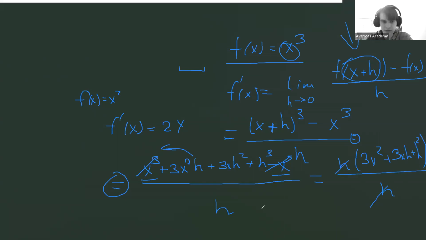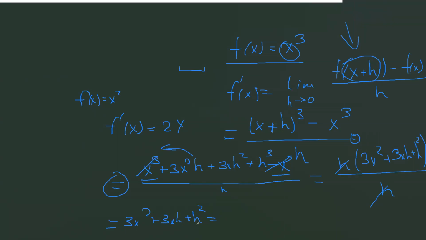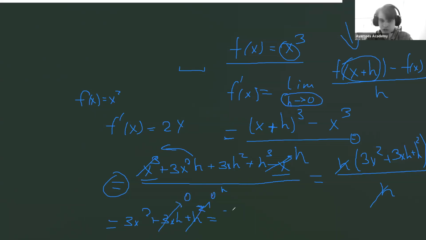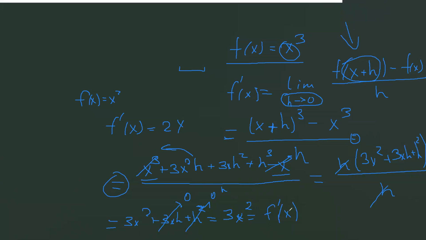And if we simplify it, the next step would be 3x squared plus 3xh plus h squared. Here we're implementing the limit as h tends to zero. This turns into zero, this turns into zero, and we have 3x squared. And this is the formula for an arbitrary point. This is equal to f prime of x, which is 3x squared. And this would be the derivative of the function x to the third power. You see it? Yeah. You understand it? Yeah.